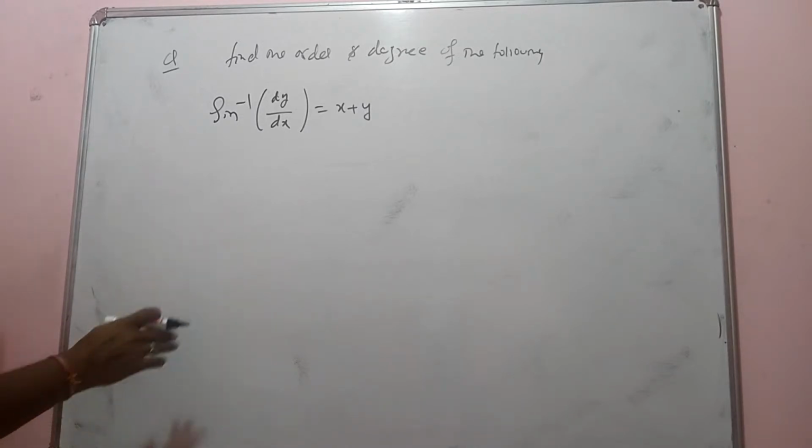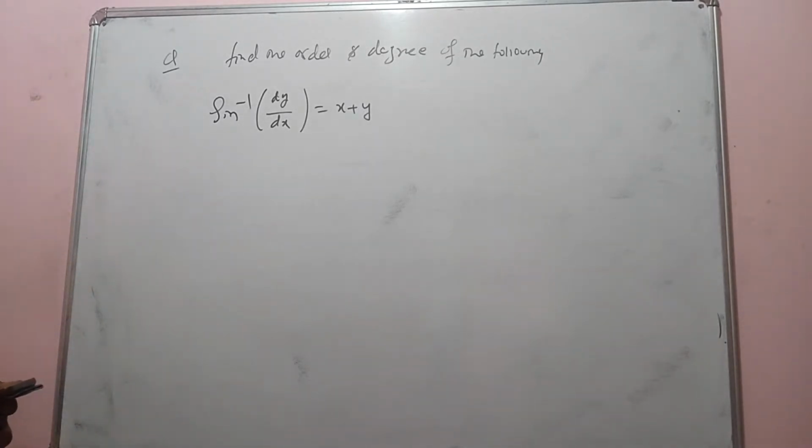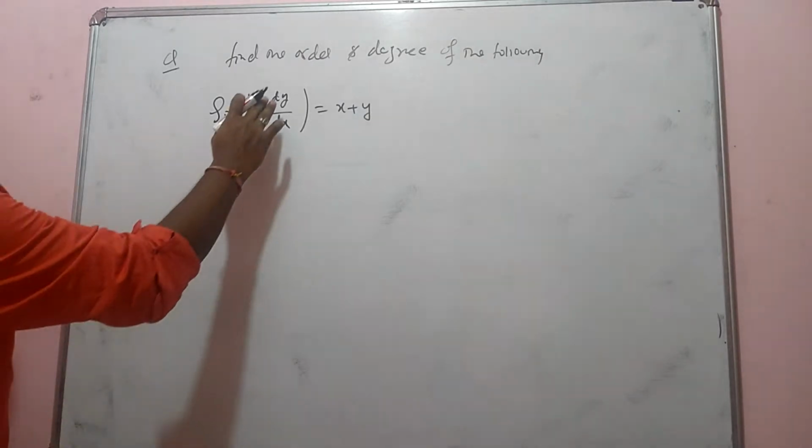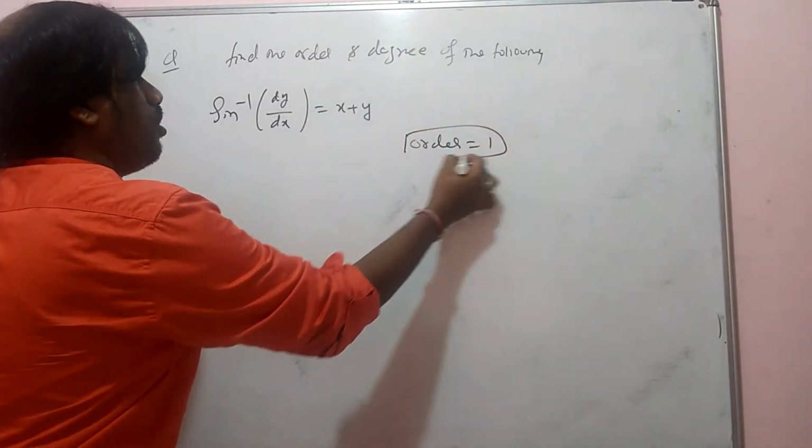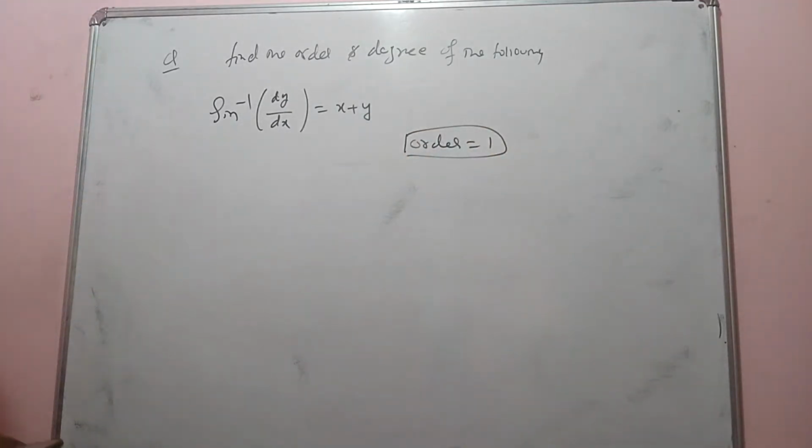I told you already that if you are able to convert it to a polynomial in the derivatives, then that is the right answer. Order you can see by this one, everyone can say order is 1. Only degree needs to be checked here, since there is a sine inverse. So what do we do? Take sine on both sides.